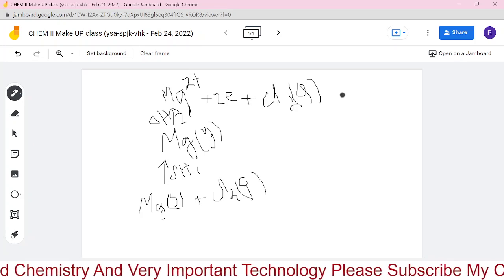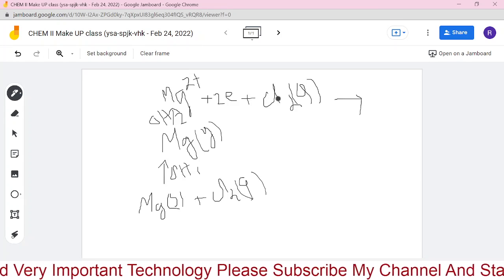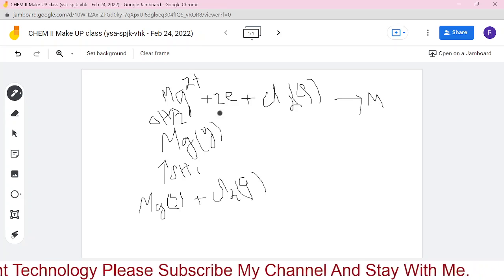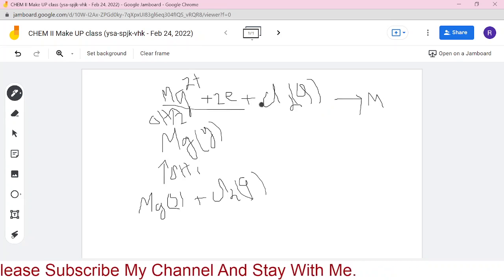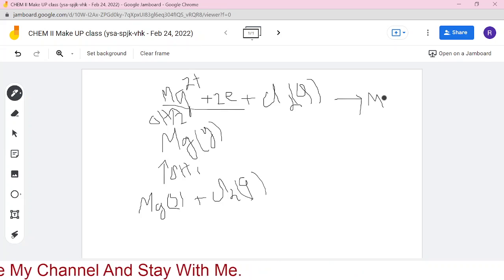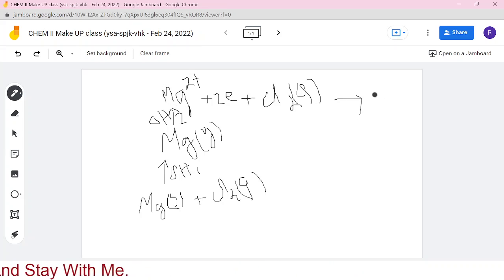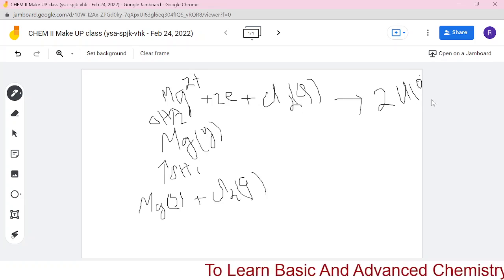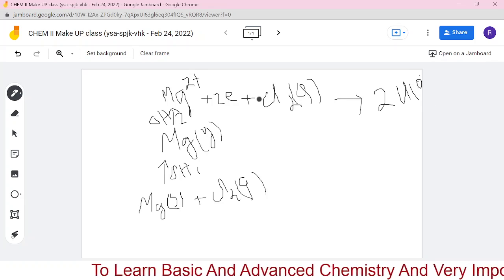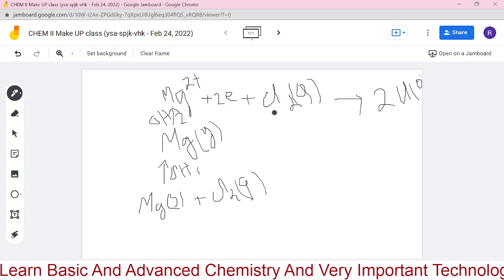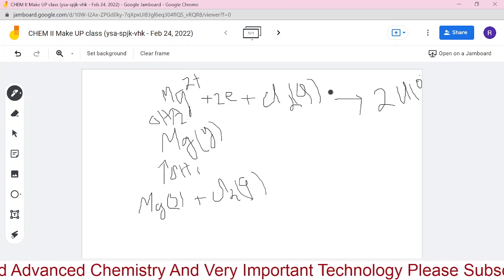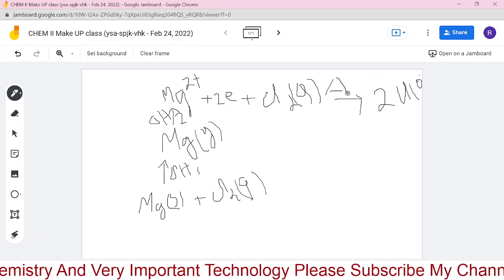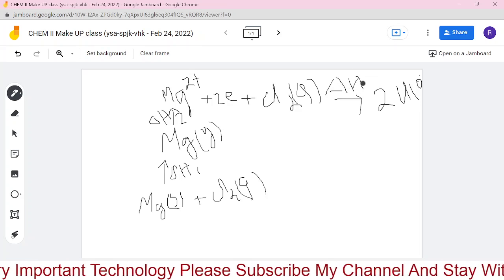Now we want to convert this chlorine molecule into atomic chlorine. So Mg2+ stays as it is, and we need to convert Cl2 gas into 2Cl. That means atomic chlorine. That will also require some energy because we are breaking the bond of the chlorine molecule. So we will have delta H3.